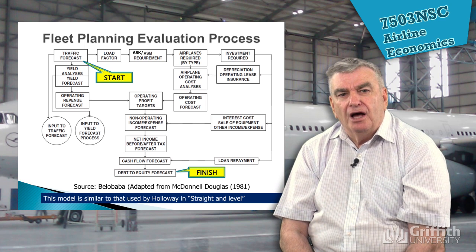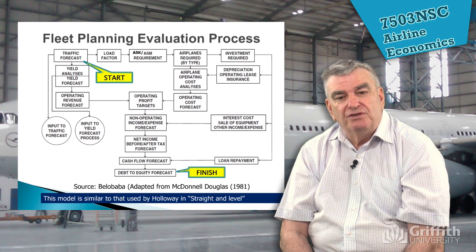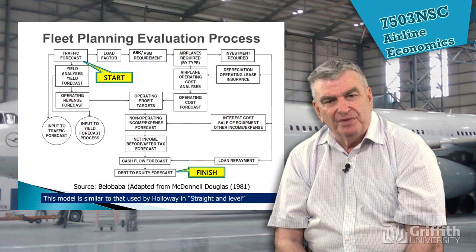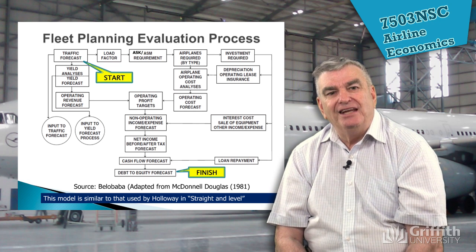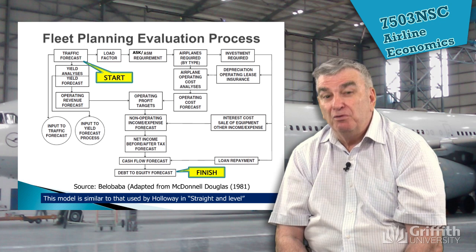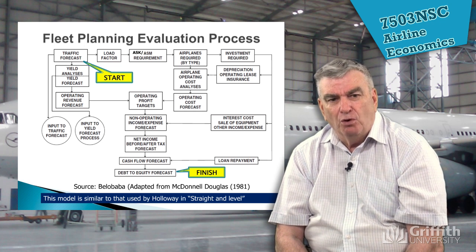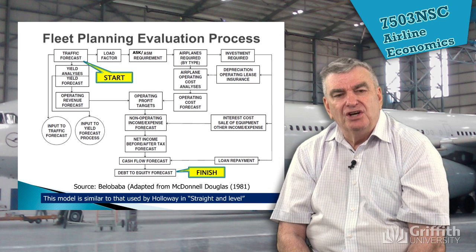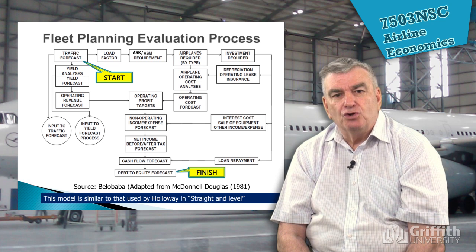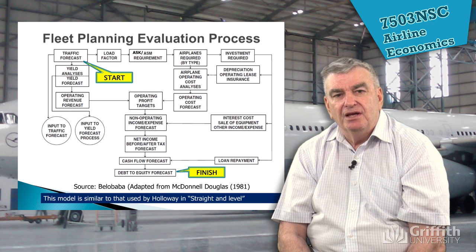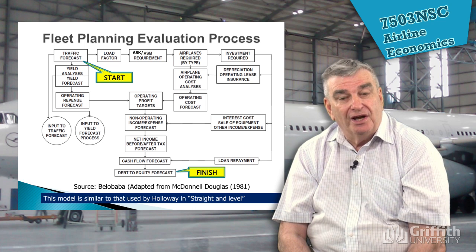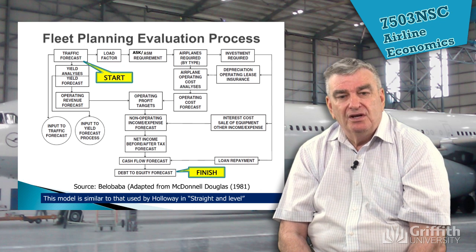And so here we have a fleet planning evaluation model. This was developed by McDonnell Douglas back in 1981 and is still pretty much used around the industry. And we'll be going through that model. But as you can see, it starts with the traffic forecast. Now, remember we spoke in a previous lecture about the importance of forecasting. And then we can see the different terms that we've already done in previous lectures: the yield analysis, operating revenues, load factors, available seat kilometre requirements, aircraft required by type, operating costs, depreciation. These are all things we've covered in previous lectures.